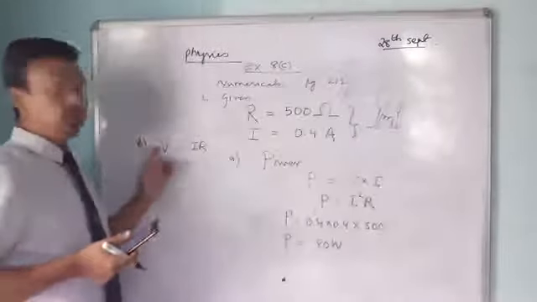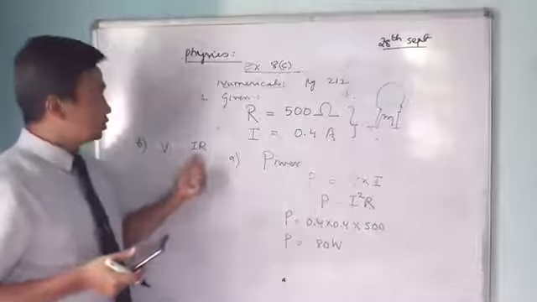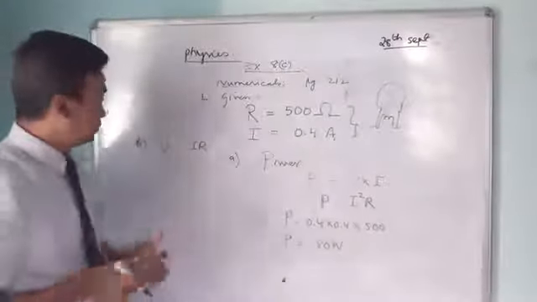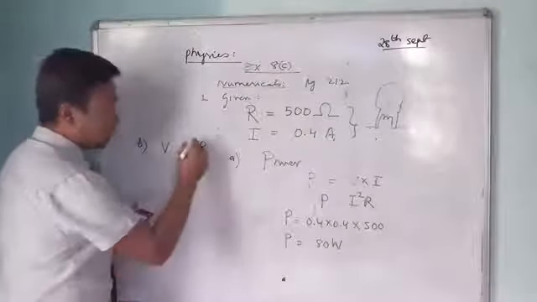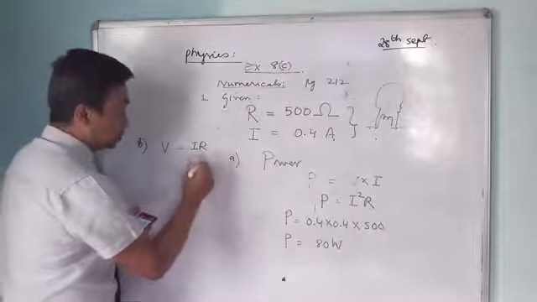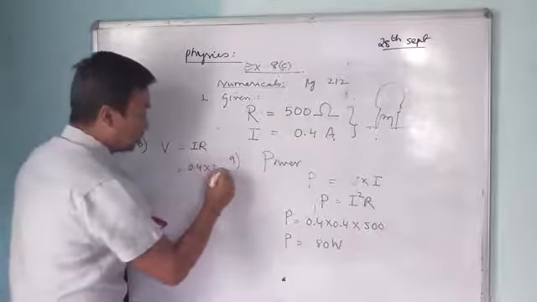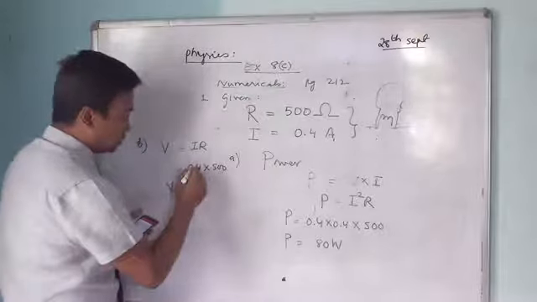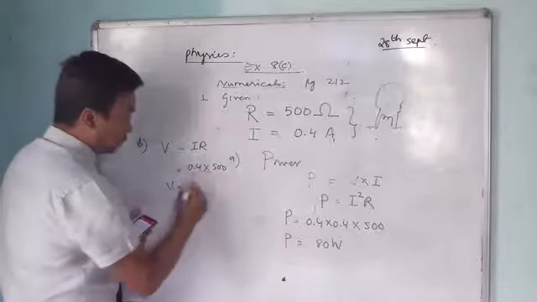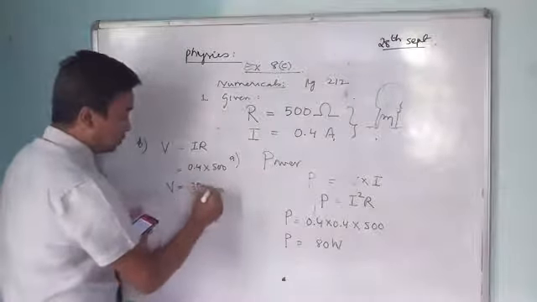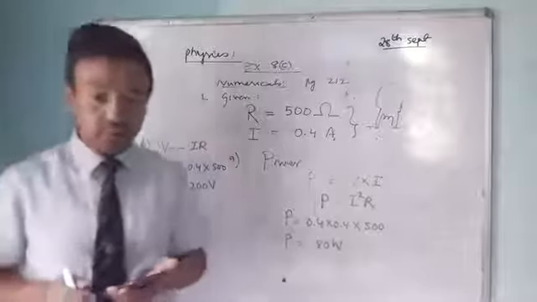From Ohm's law, we know that V is equal to I into R. Because I and R both are given to you, it is quite simple. I is given to you as 0.4 and the resistance is given to you as 500 ohm. So therefore the potential difference, 4 5s are 20, I think it will be 200 volt.